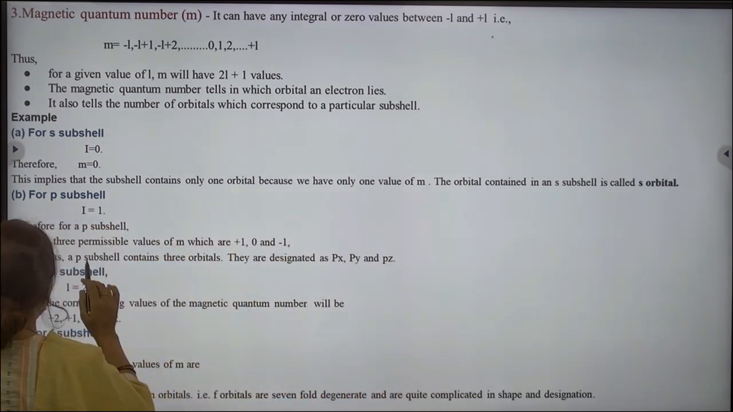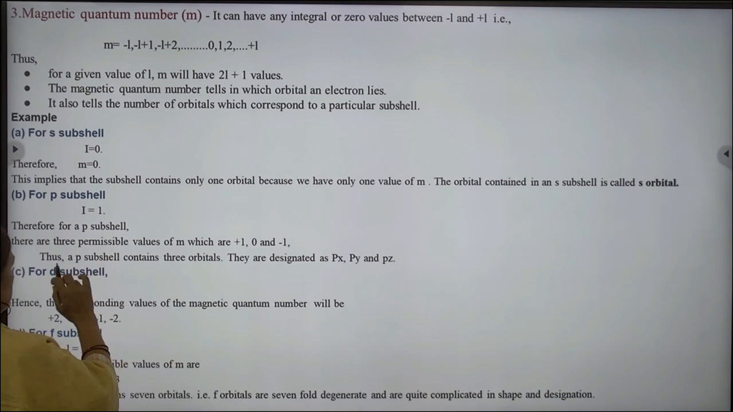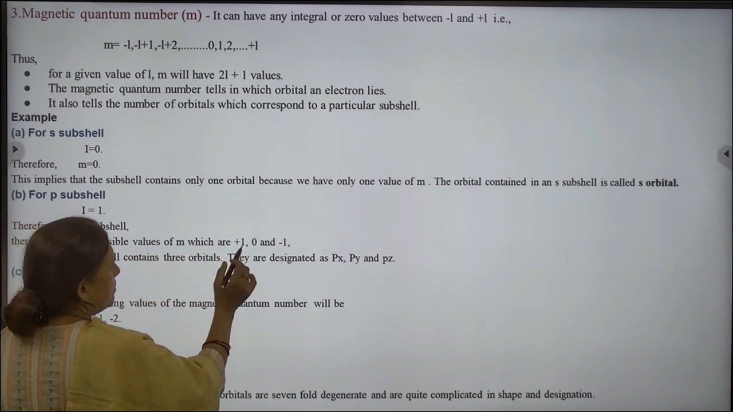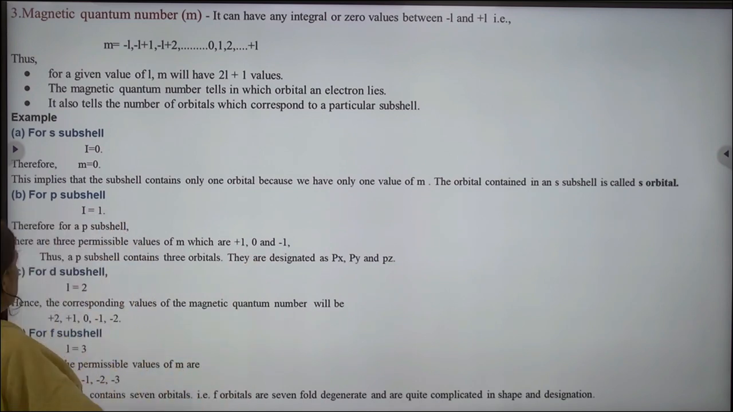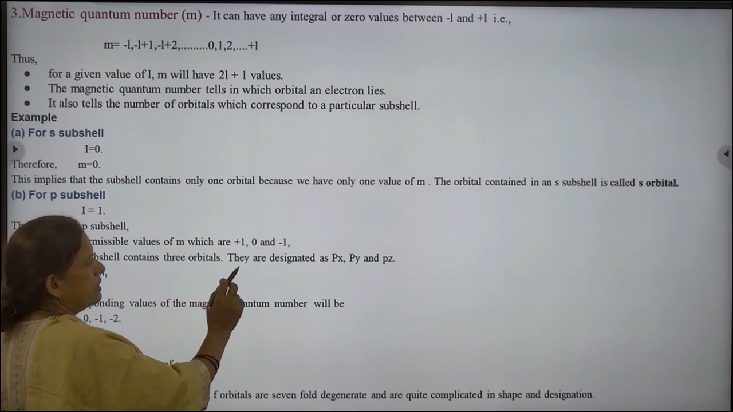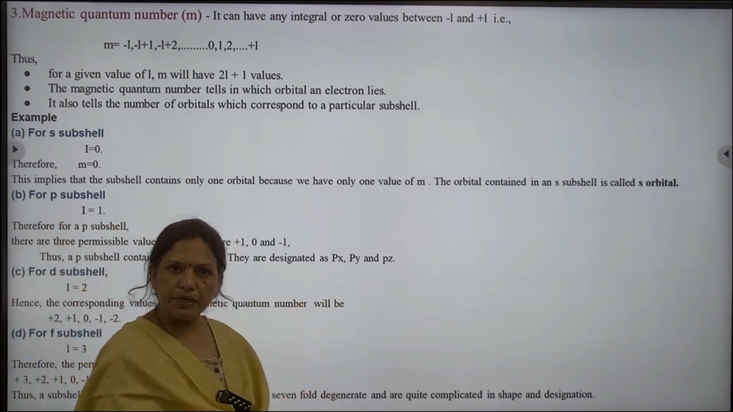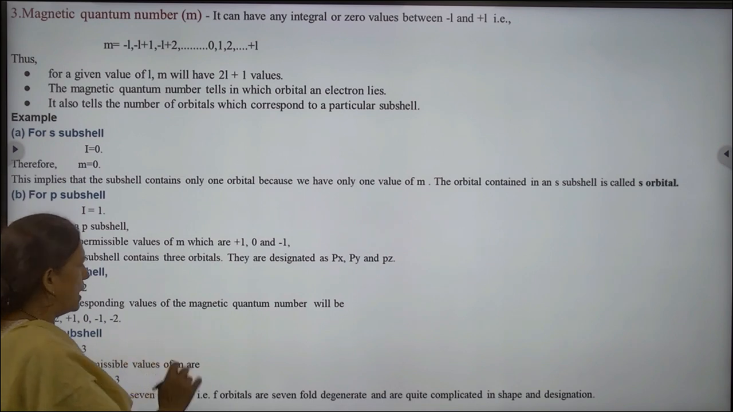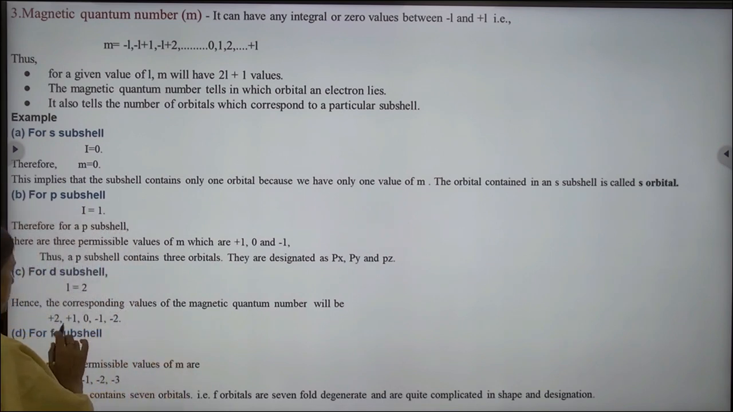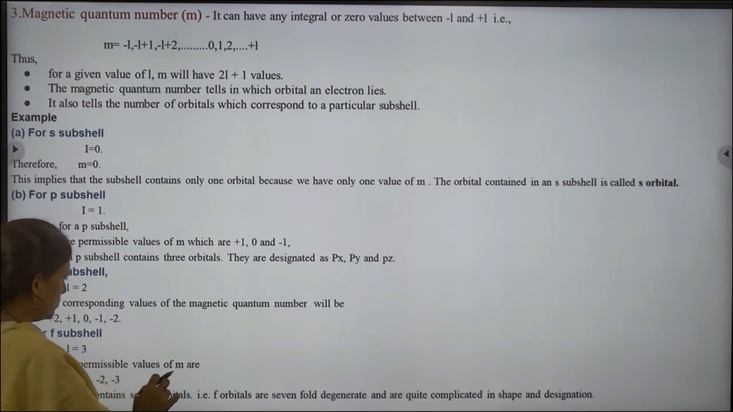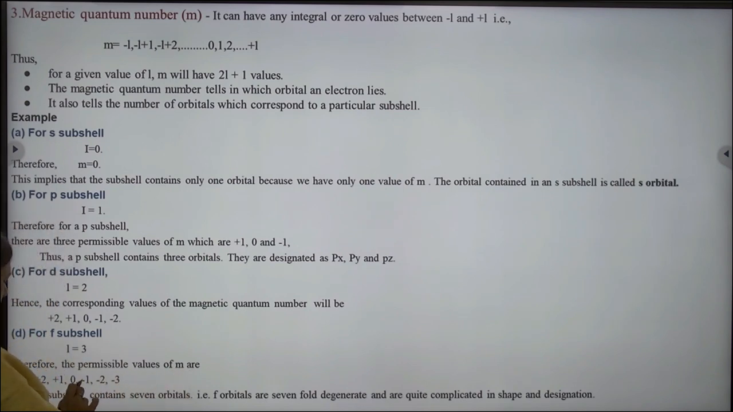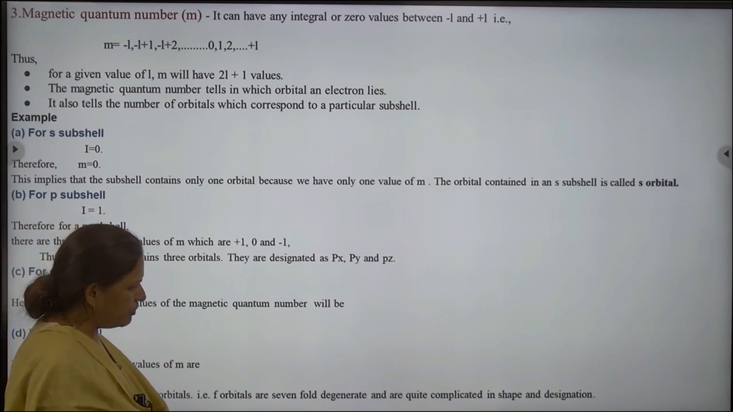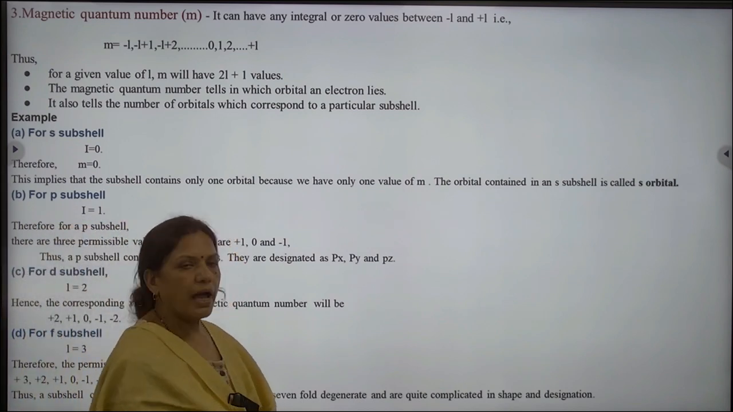For p subshell, l is equal to 1, and therefore for a p subshell, there are three permissible values of m which are plus 1, 0 and minus 1. Thus, a p subshell contains three orbitals. They are designated as px, py and pz. For d subshell, l is equal to 2. Hence, the corresponding values of the magnetic quantum number will be plus 2, plus 1, 0, minus 1, minus 2. For f subshell, l is equal to 3. Therefore, the permissible values of m are plus 3, plus 2, plus 1, 0, minus 1, minus 2, minus 3. Thus, an f subshell contains 7 orbitals, that is, f orbitals are 7-fold degenerate and are quite complicated in shape and designation.